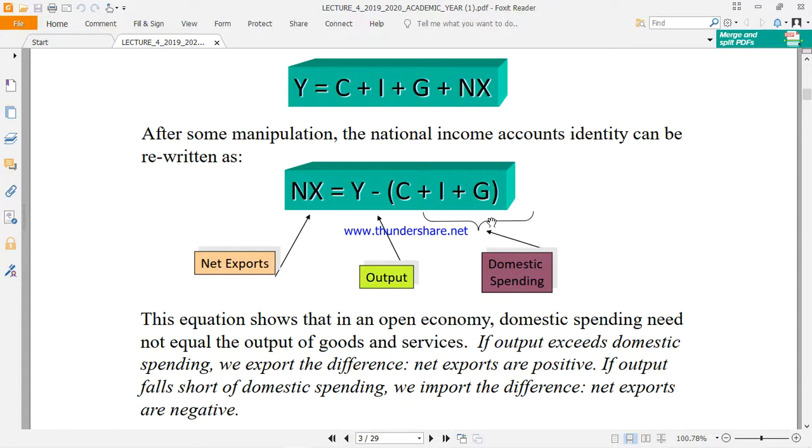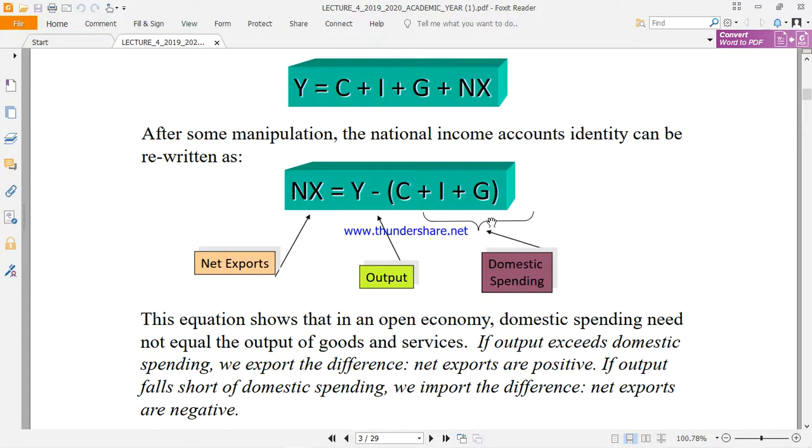So that is what we're talking about here: if output exceeds domestic spending, then we export the difference. Then net exports are going to be positive, because if we have excess, we are going to export that. And if what we export is greater than what we are importing, net exports are going to be positive, because net exports is equal to exports minus imports. Now, if exports are greater than imports, the answer is going to be positive.